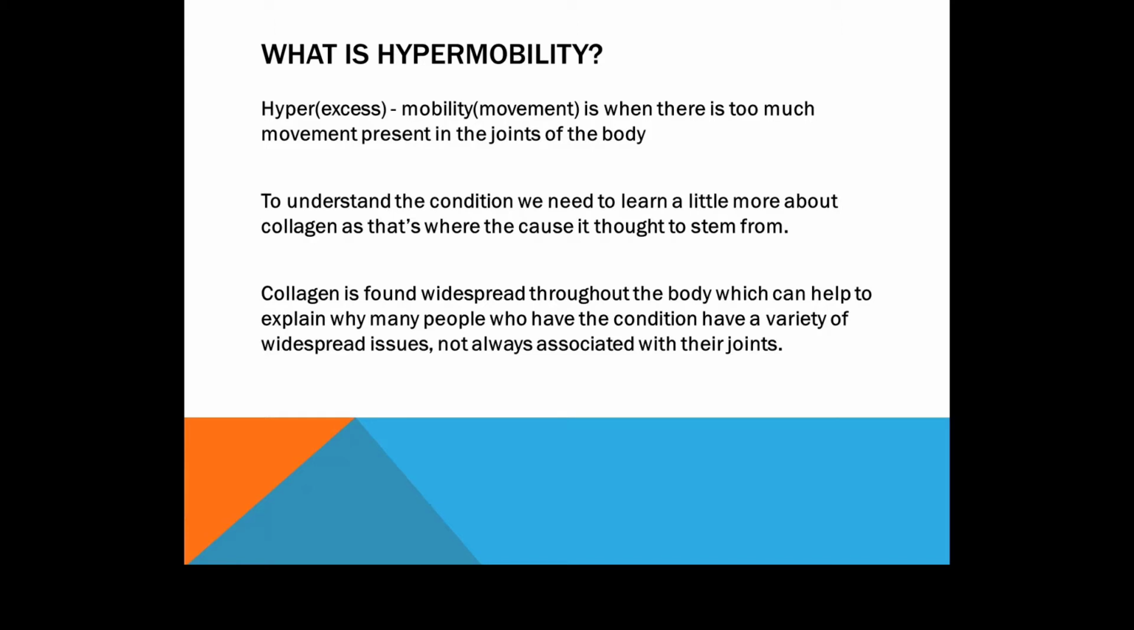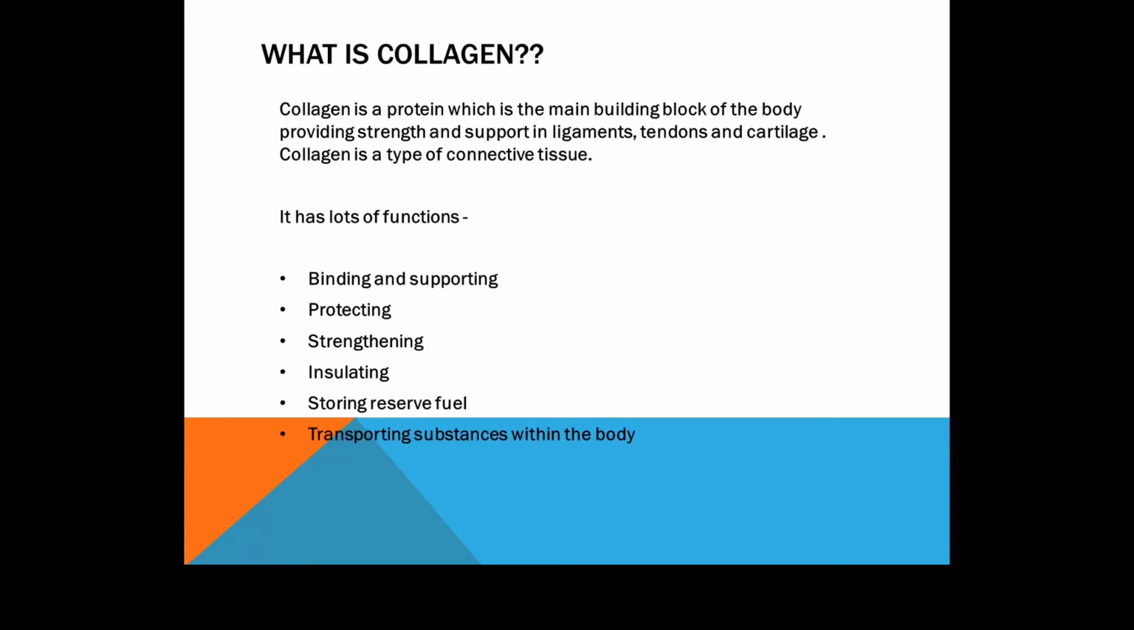Collagen is found widespread throughout the body, and it can help to explain why many people have a variety of widespread issues, and it's not always just associated with the joints. So what is collagen? So collagen is a protein and it's the main building block of the body, and it provides strength and support to the ligaments, tendons and cartilage.